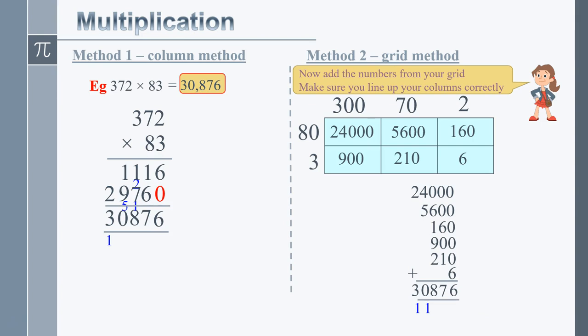Now, as I said at the start, you don't need to know both methods. Have a look at those, decide which one you think is the easiest, decide which one makes more sense to you, pick that one, stick with it. You don't need to be able to do both. Both methods are absolutely 100% fine.